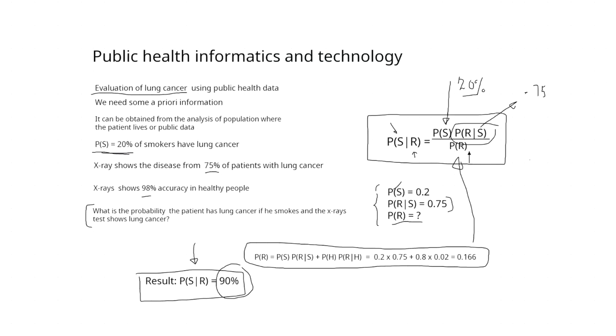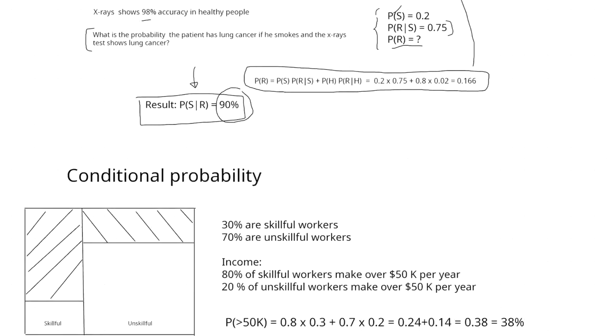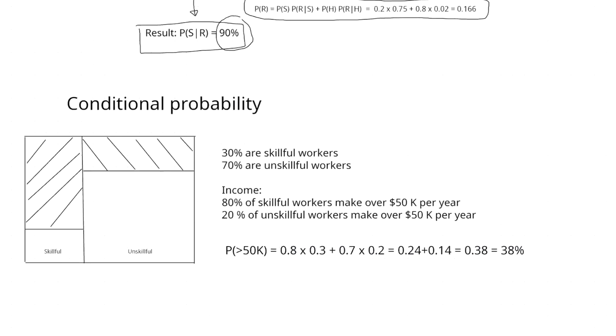Now, I would like just to remind you what conditional probability means, because many of you know this, but I just want to be sure that you remember. What is conditional probability? Suppose you work for a public health agency, and you have a community where 30% are skillful workers and 70% are unskillful workers. It's just, again, an example.